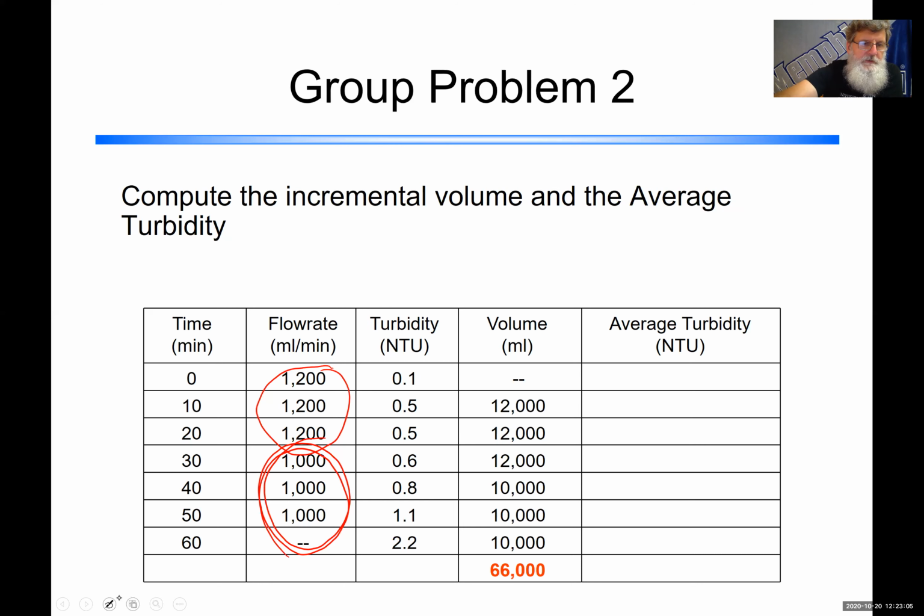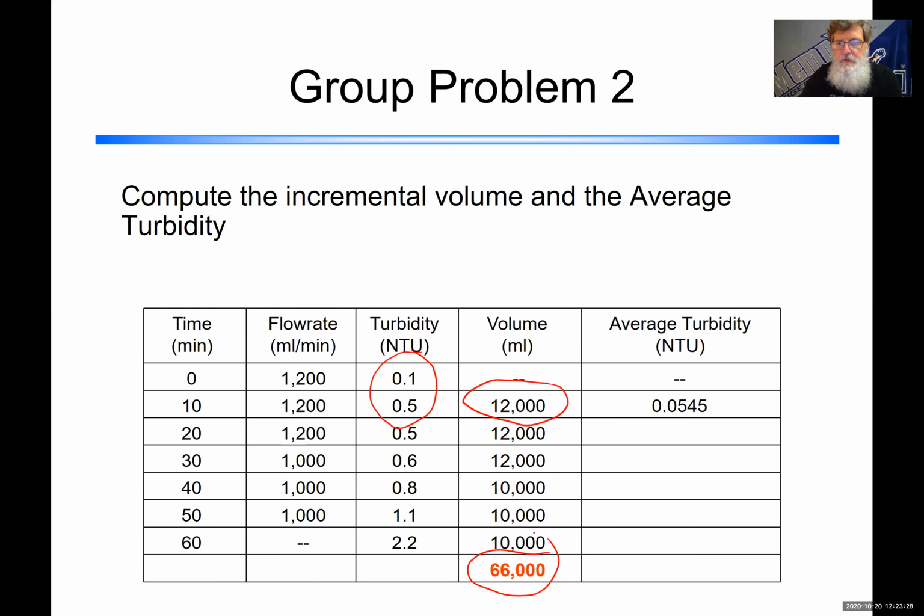So let's see what the average turbidity should be. So the first average turbidity we know doesn't exist because the run's just getting started. So what's the first one at 10 minutes? We're going to average our turbidities at the beginning and end of the cycle times the amount treated for that 10-minute cycle divided by the total. And when I do that, I got a value of about 0.0545. I want a few more decimal places because these are kind of small.